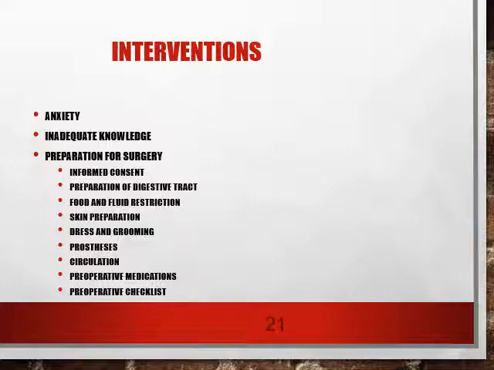Inadequate knowledge. Do they really know what's happening? Do they know why they're here? Do they know what's going to be done? And then we're going to prepare them for surgery with an informed consent, prepare their digestive tract, food and fluid restriction, skin preparation. We're going to talk about dress and grooming, if they need a prosthesis, talk about their circulation, pre-op medications, and pre-op checklist. So we're going to go through each one of these.